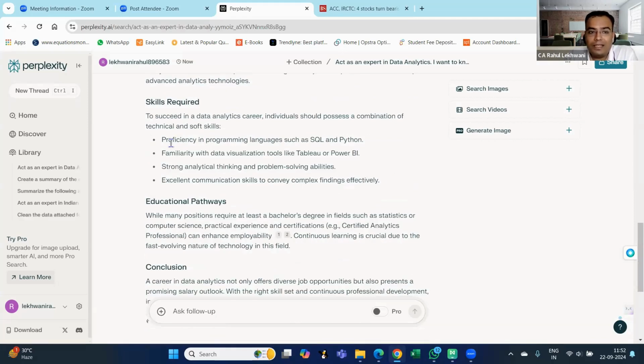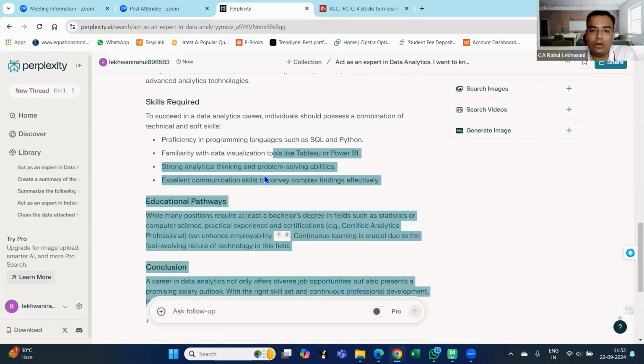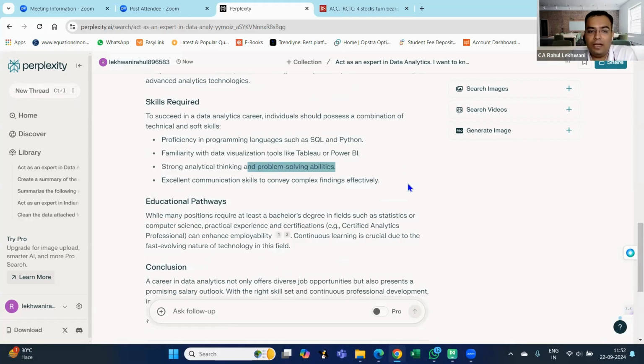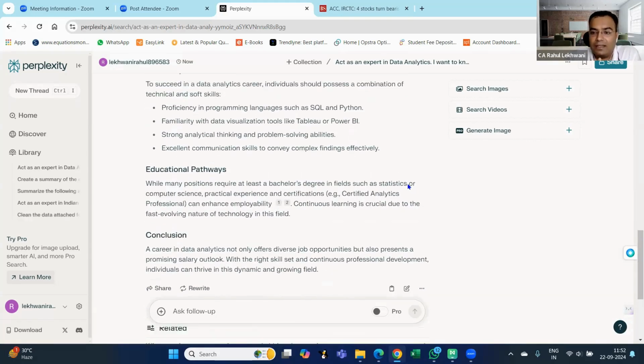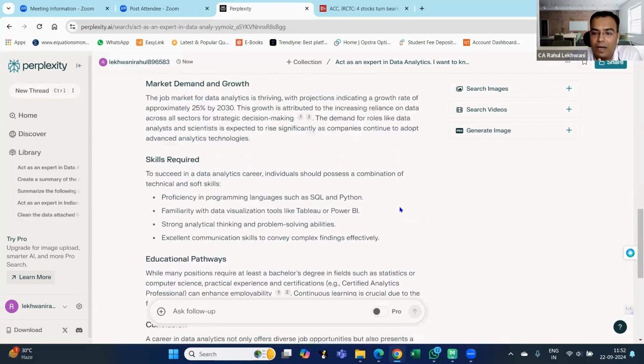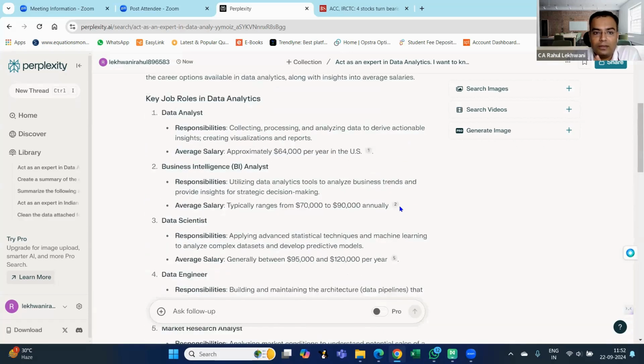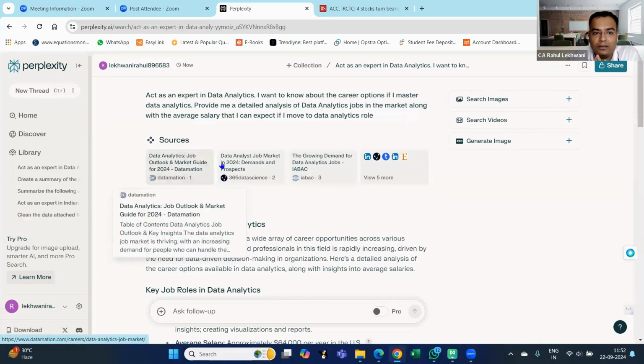What are the skills required? You need to be proficient in SQL, Power BI, Tableau. You should have problem-solving abilities and so on and so forth. And conclusion. Now, not just that, this is an opinion that has been given by this tool, but the best part is, can you see this?